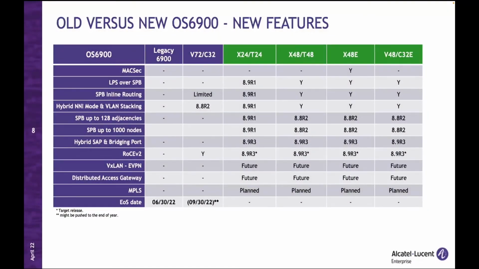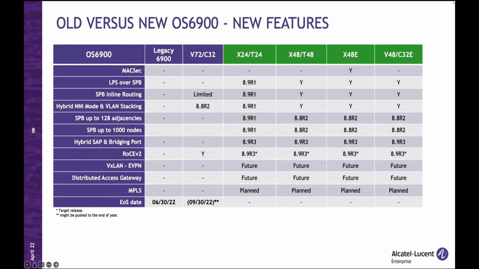Well, here is the list of some of the new added value features. Now we have the X48E, a dedicated model with MACsec on all ports. On the software side, we now have learned port security over SPB, and we also increased the SPB network scalability. Now it supports up to 128 adjacencies with up to 1,000 nodes.